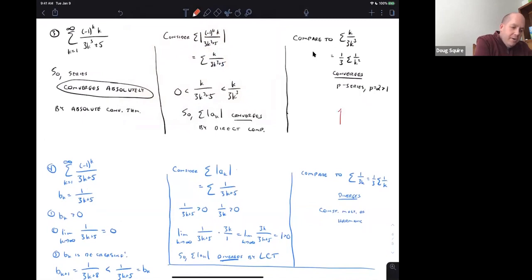This part is going to be either a P series or a geometric series if all the function types are the same. So like other than the -1 to the k, if they're all power functions, you're going to get a P series here. If other than the -1 to the k, if they're all exponential functions, you're going to get a geometric series over here. Does that make sense?